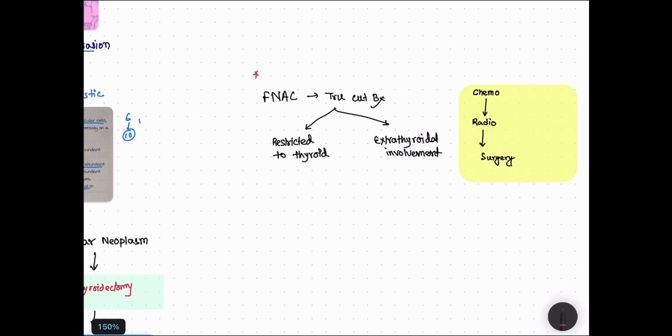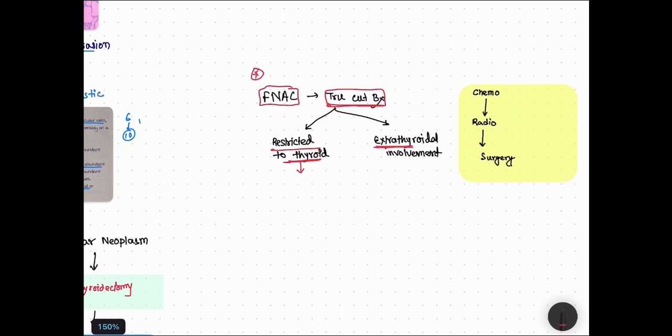The staging of this anaplastic is the same as that of differentiated. Now you are doing FNAC, but FNAC is not that conclusive here. So TrueCut biopsy is done, and I already told you TrueCut is done in case of lymphoma, anaplastic thyroid carcinoma and Riedel's thyroiditis. TrueCut biopsy shows whether the growth is restricted to the thyroid or there is extrathyroidal involvement.